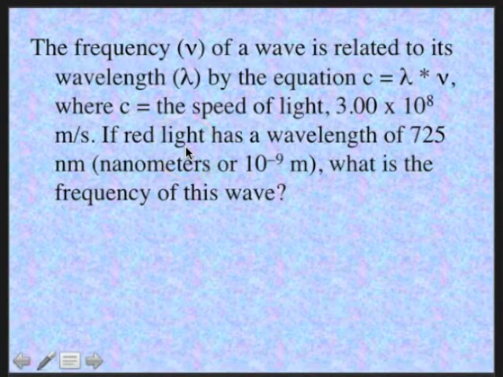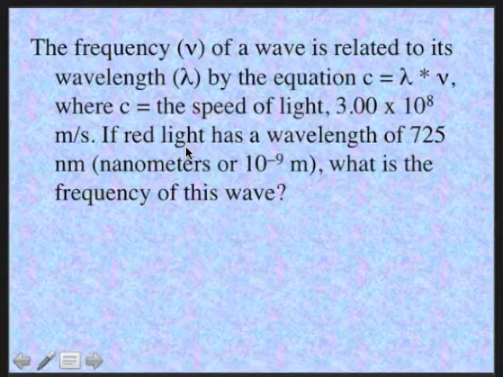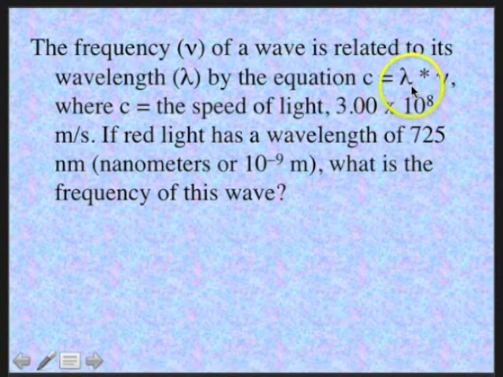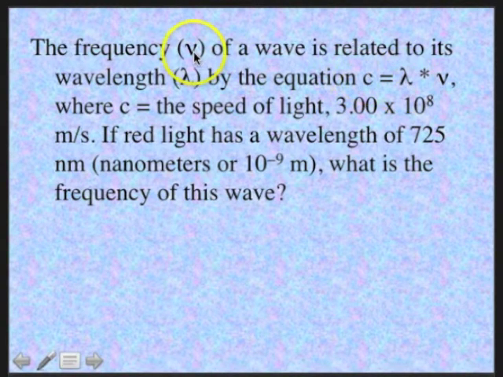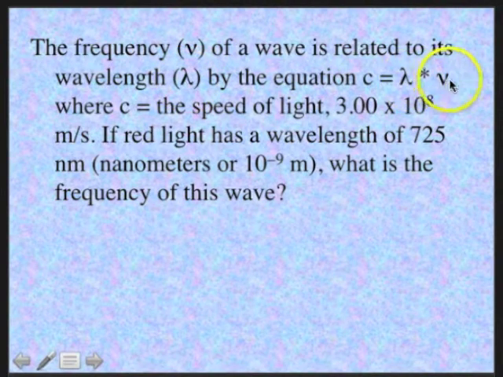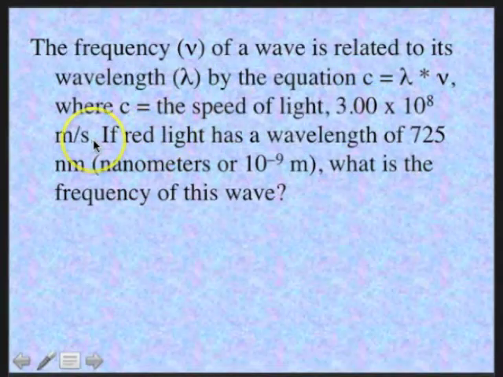Now it's entirely appropriate to talk about light as a wave because it behaves as a wave. And in that context, frequency and wavelength are related. The frequency of a wave times the wavelength is equal to the speed of light. Frequency is given by the Greek letter nu, wavelength by lambda. So lambda times nu equals the speed of light, 3 times 10 to the 8 meters per second.